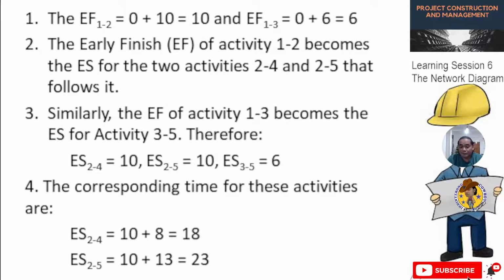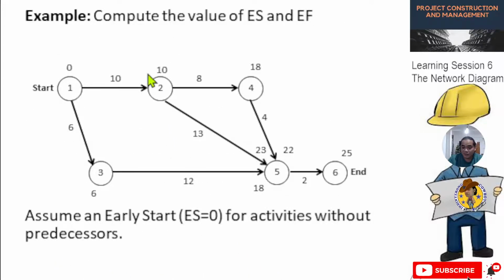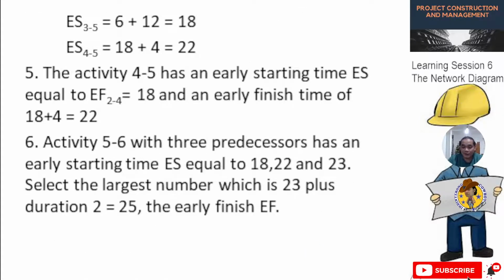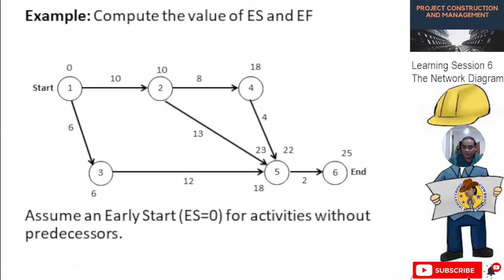Then the corresponding times for these activities: for 2 to 4, ES 10 plus 8 is equal to 18. Then 2 to 5, 10 plus 13 is 23. So let's check. 10 plus 8, 18. Then 10 plus 13, 23. So this is now the earliest finish for these activities. For 3 to 5, 6 plus 12 is 18. Let's check: 6 plus 12, 18.